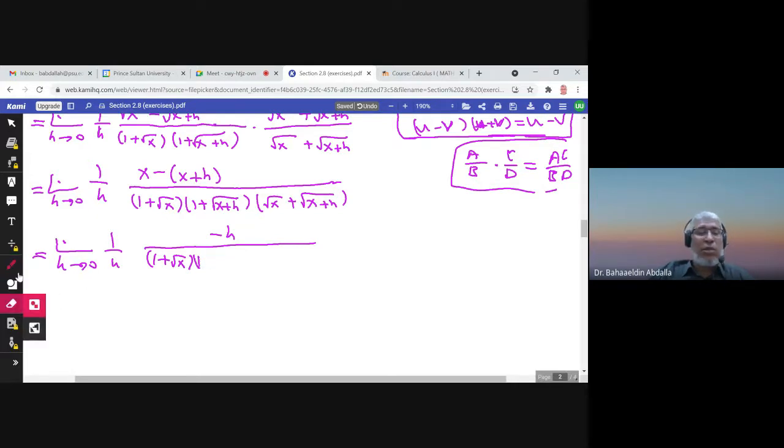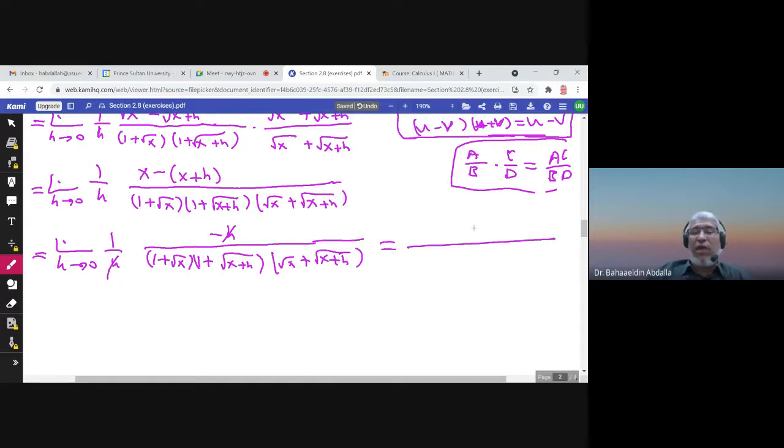This is plus. Okay, you write the denominator as it is. And now h cancels with h, and you can replace h by 0. So what would you have? In the numerator, I have -1. In the denominator, I have 1 plus square root of x. There is no h here.